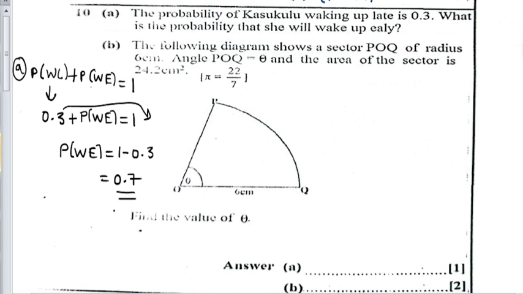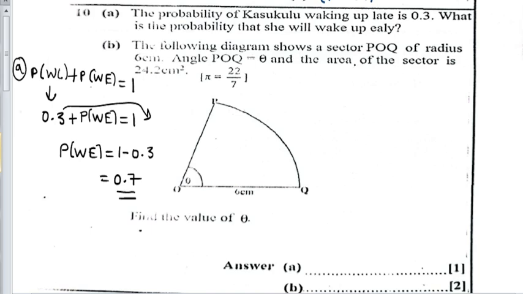We proceed. The following diagram shows a sector POQ of radius 6 centimeters. Angle POQ is equal to theta, and the area of the sector is 24.2 square centimeters. Take pi to be 22/7. They give us pi as 22/7 because we're not supposed to use a calculator. Then find the value of theta. So how do we find theta?